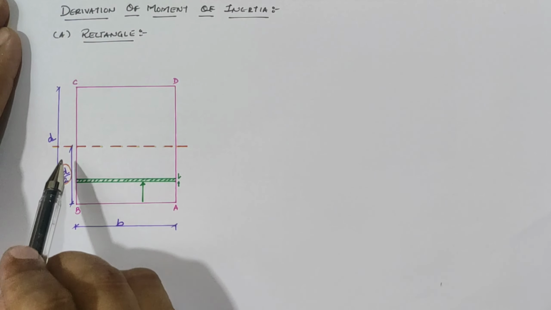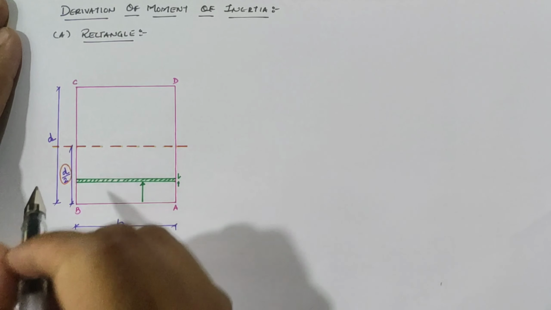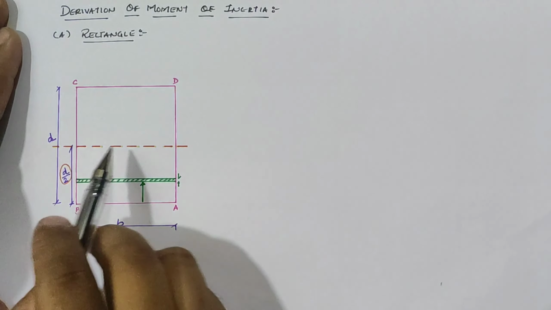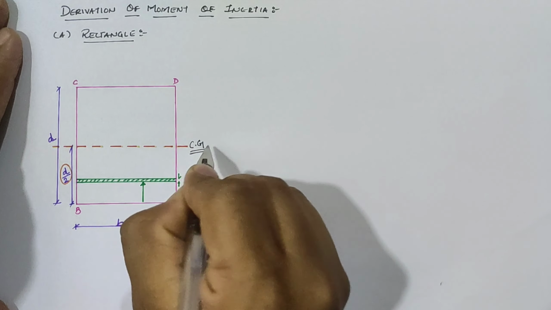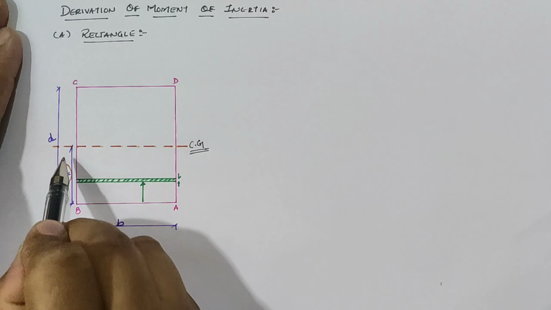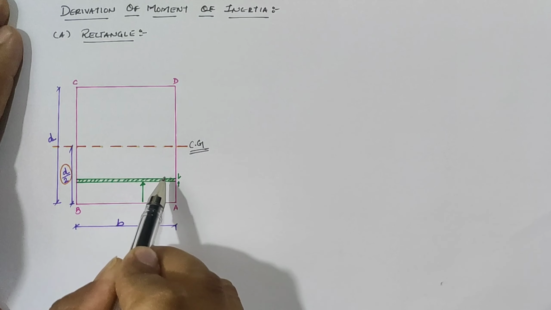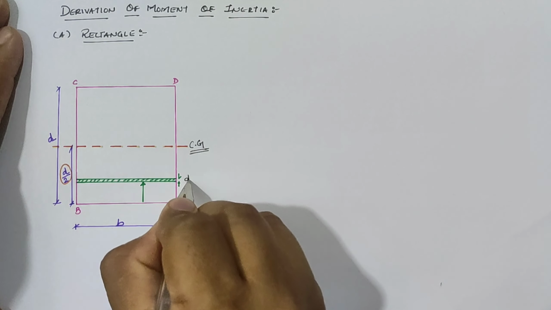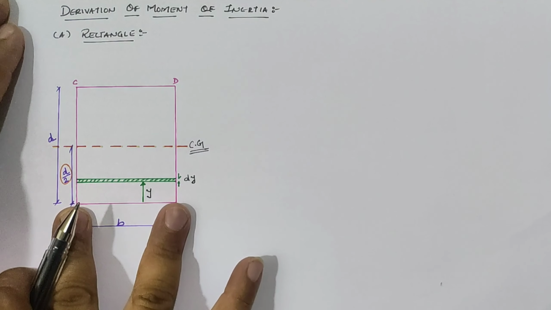Now we know that the CG distance is exactly at half of the length, hence the dotted line indicates the CG of the section, having the height as d by 2. Now let us assume a smaller strip having the thickness dy at distance y from the AB axis.